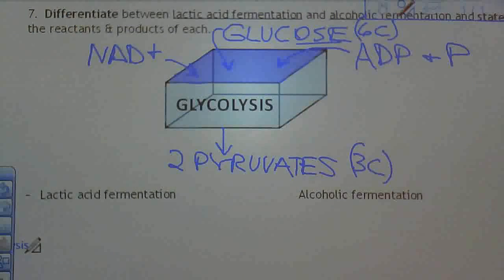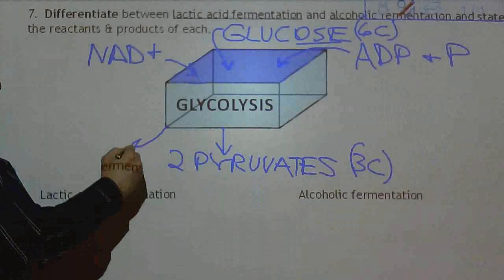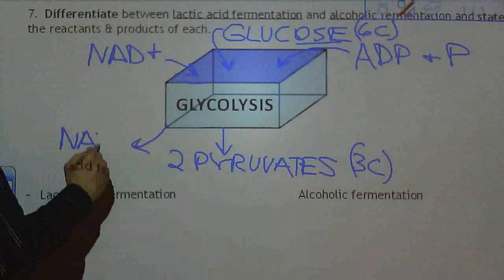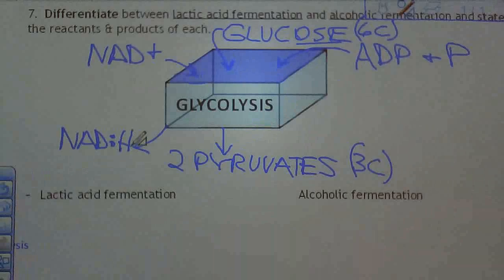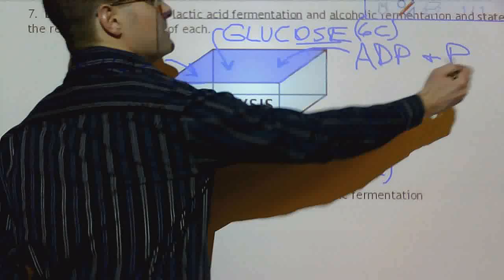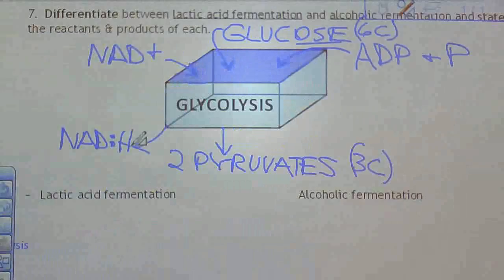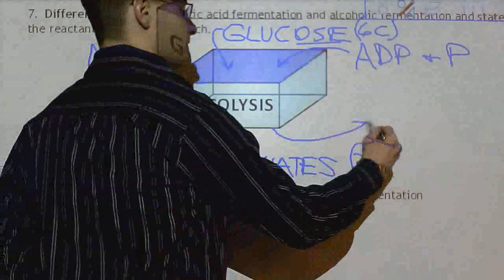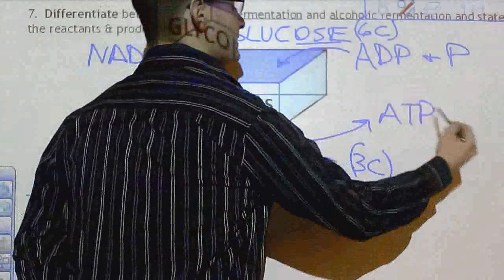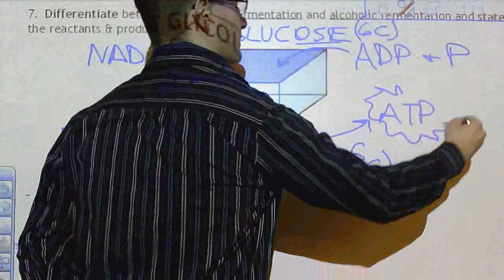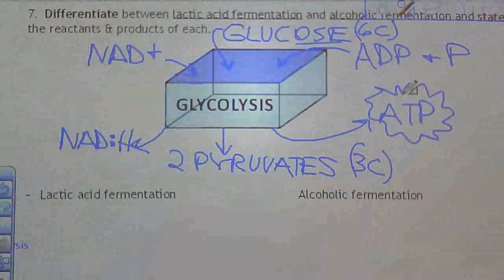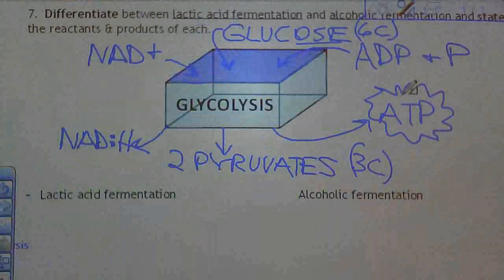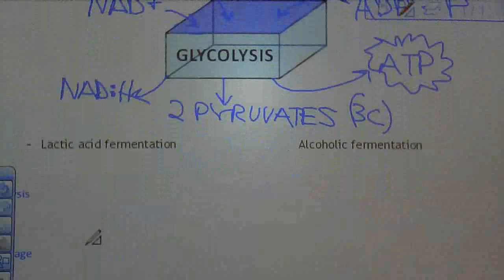NAD+ goes in. It's going to pick up electrons and a hydrogen and come out as NADH. I'm putting a dot dot to represent those electrons. And if ADP and a phosphate go in, hopefully obviously by now, ATP, adenosine triphosphate, is going to come out. So there's the basics of glycolysis, and how it's important to fermentation is down here at the bottom.